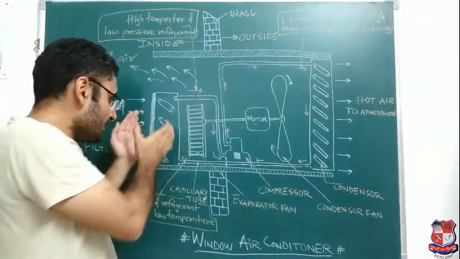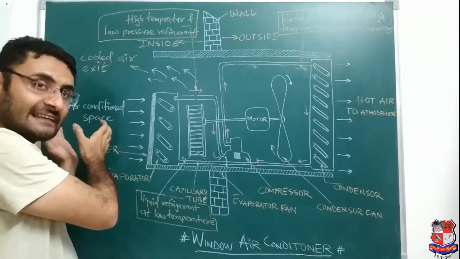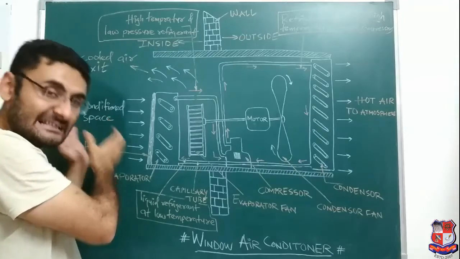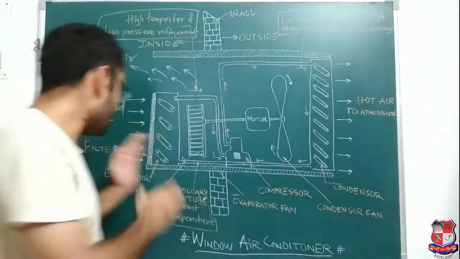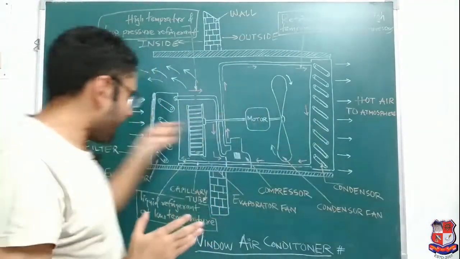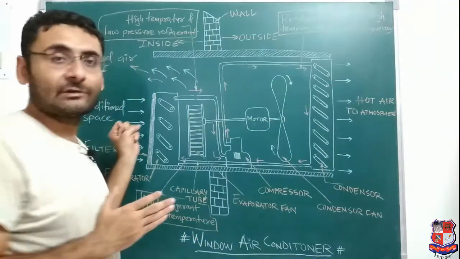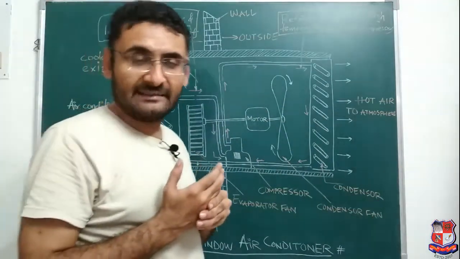So in the condenser high temperature, in the evaporator low temperature, so the evaporator will absorb some heat from the condenser also, and if the evaporator absorbs some heat, the evaporator temperature increases, and the evaporator is present inside the room. That means you are not able to get the desirable cooling effect inside the room, as the evaporator temperature is a little bit high because it absorbs heat from the condenser also.